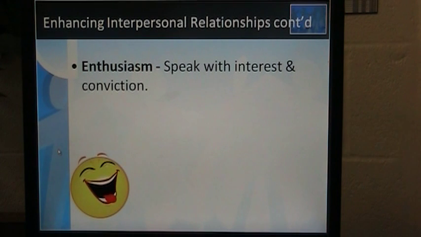Enthusiasm is another factor that we use to enhance our interpersonal relationships. When you're enthusiastic, you make sure that you speak with interest and conviction. There's nothing worse than listening to someone with a monotone voice that sounds as if they could care less about what message they are sending.